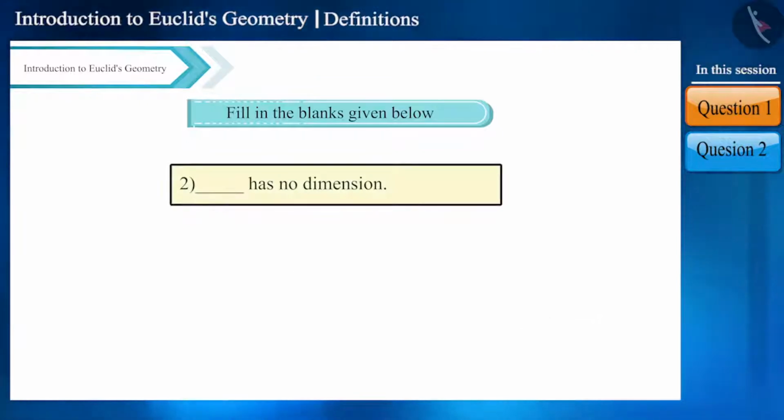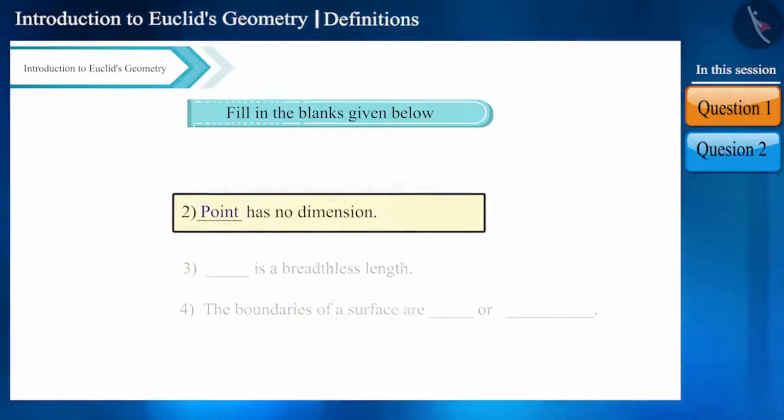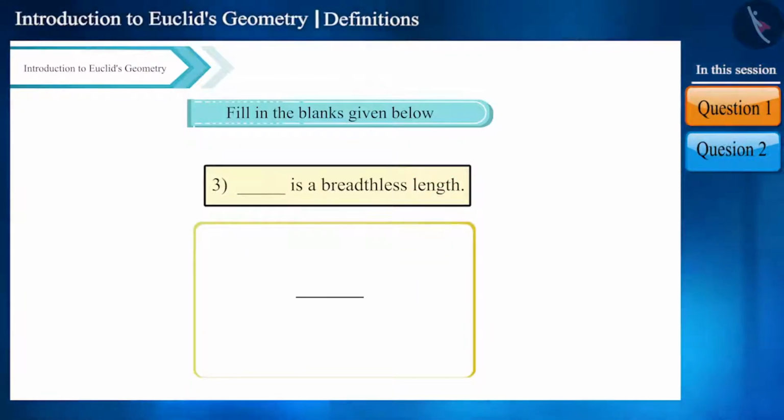In the second blank, we are referring to dimension. And a point has no dimension. So the answer is point. In the third blank, we are talking about breadthless length. That is, something that only has length and no breadth. Friends, according to Euclid's definition, lines are breadthless length. So the answer is line.